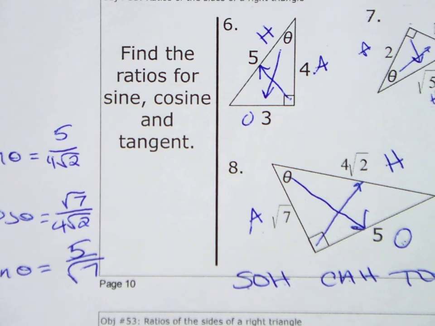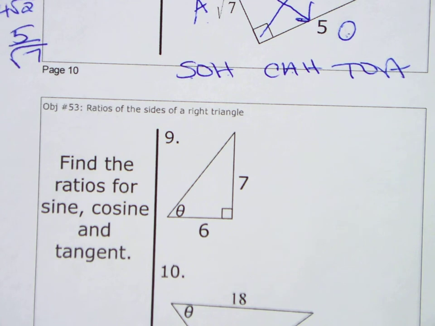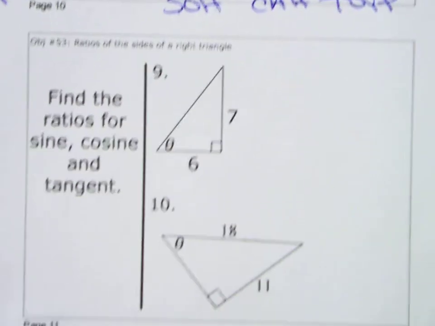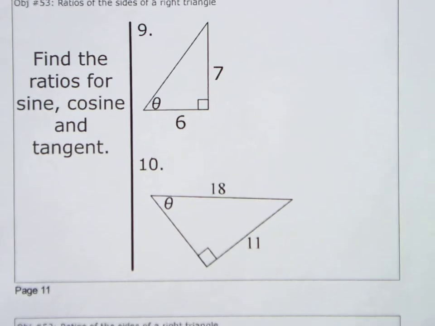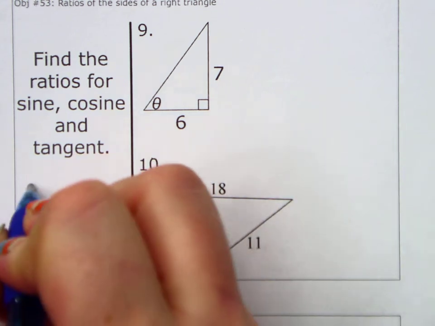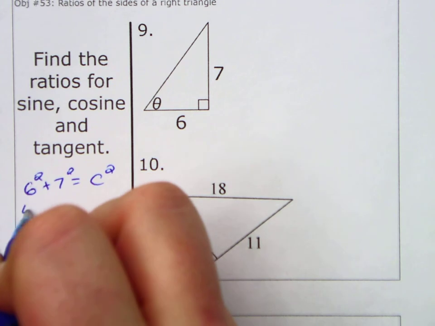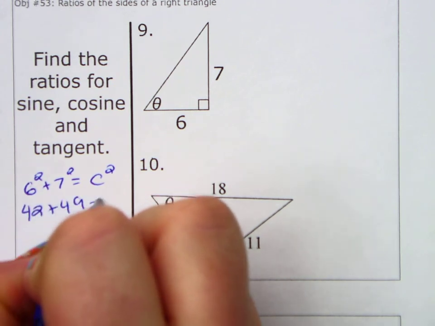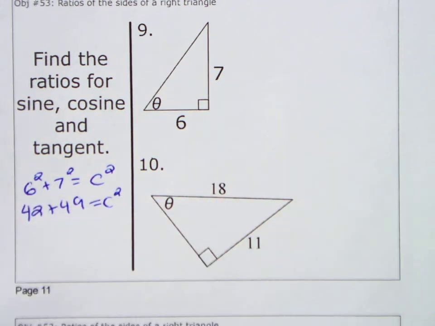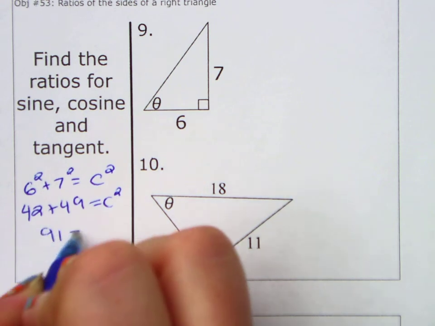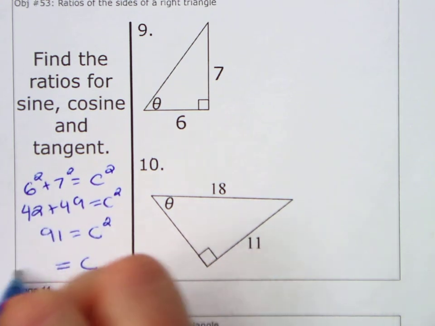Okay? Okay, so now slightly harder. Find the ratios for sine, cosine, and tangent. Why are these harder? You're missing a side. So I made this up because you have to do the Pythagorean theorem and then do the problem. So 6 squared plus 7 squared equals c squared. Right? 42 plus 49. What is that? 91. So c is square root of 91.